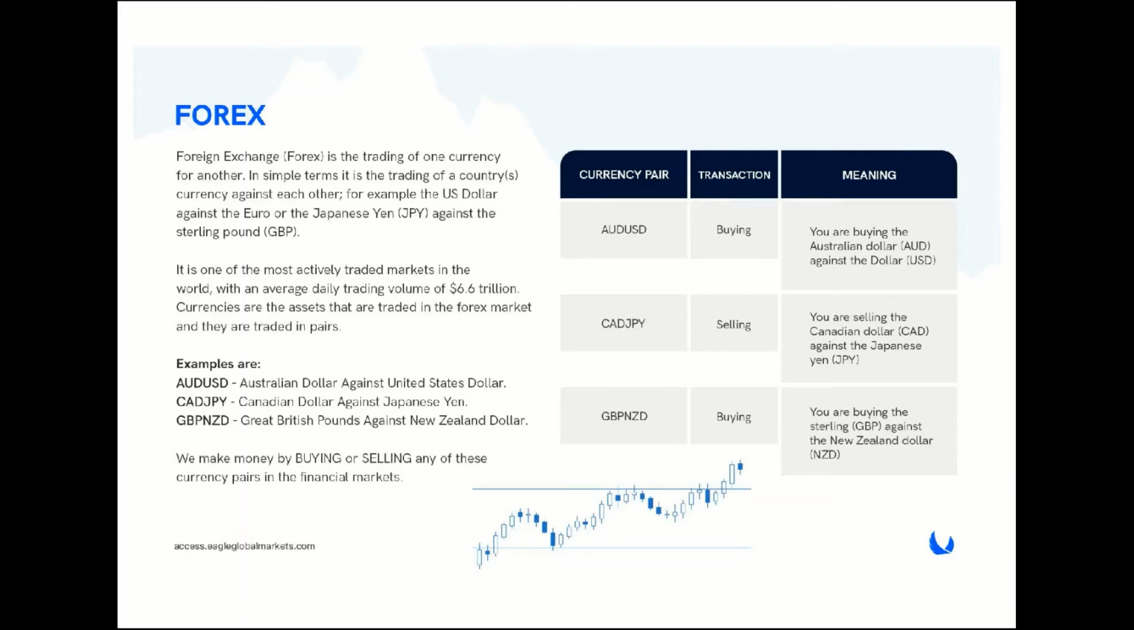Examples are AUD USD, the Australian dollar against the United States dollar; CAD JPY, the Canadian dollar against the Japanese yen; GBP NZD, Great British pounds against the New Zealand dollar. We make money by buying or selling any of these currency pairs in the financial markets. Now let's look to our right. We're going to see a table which shows the currency pair, the transactions, and the meaning.